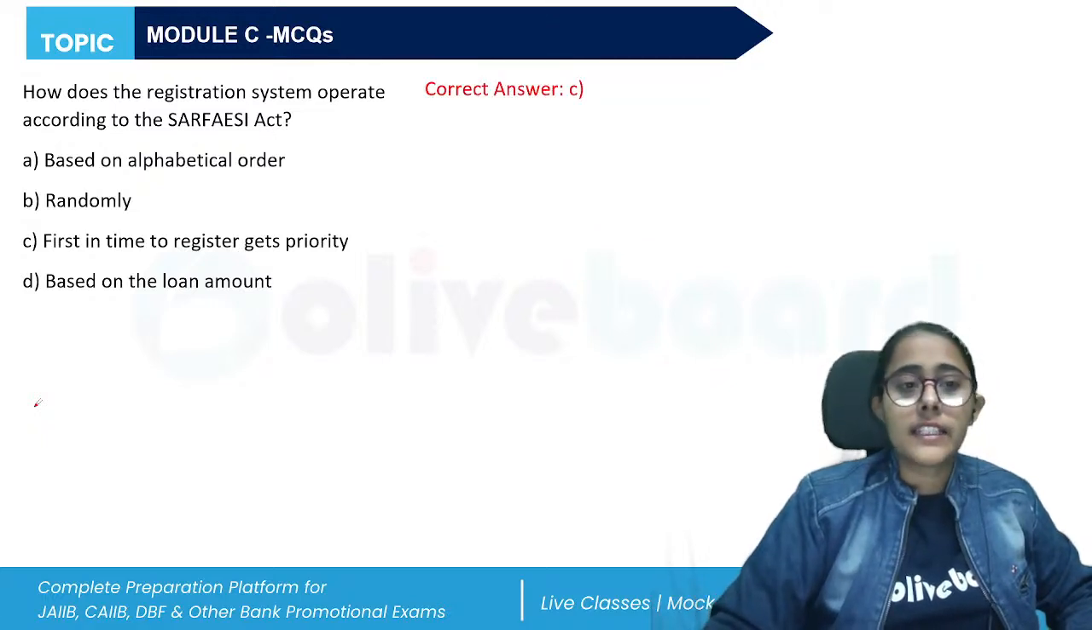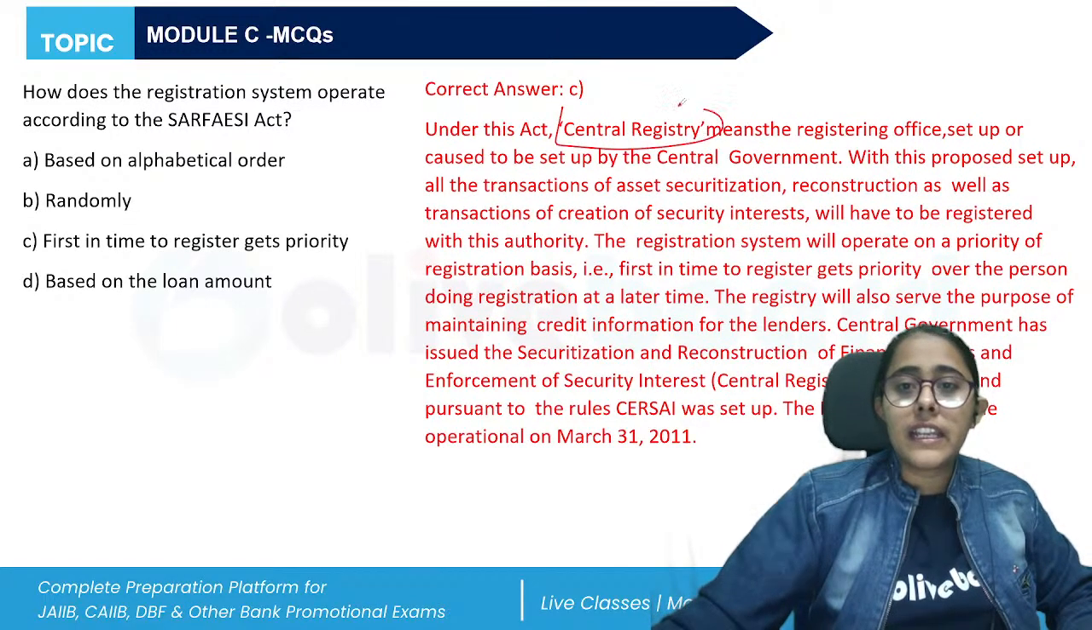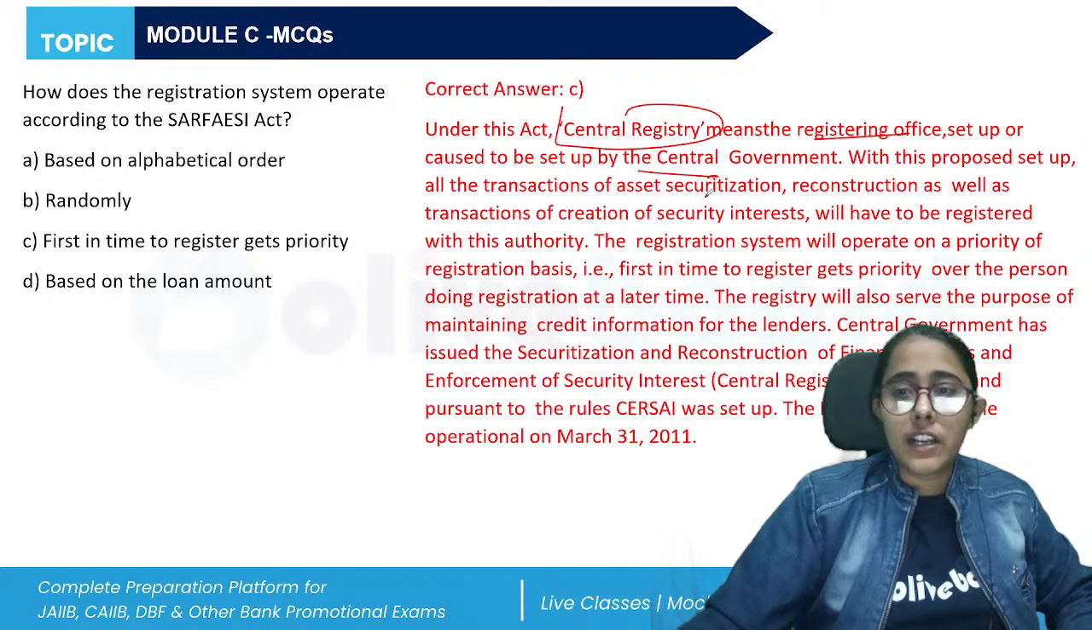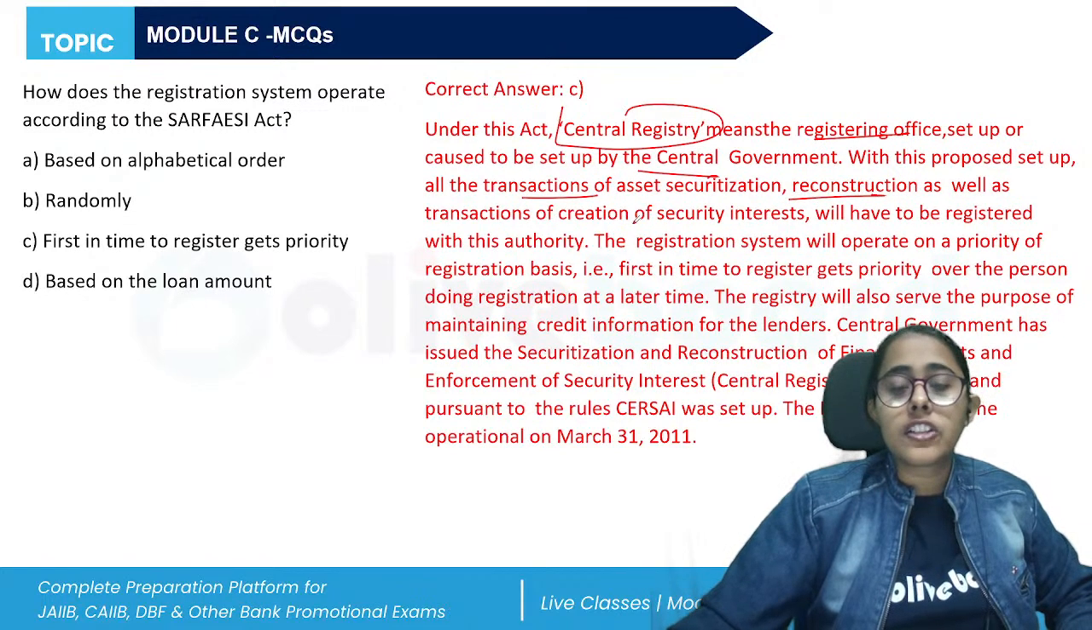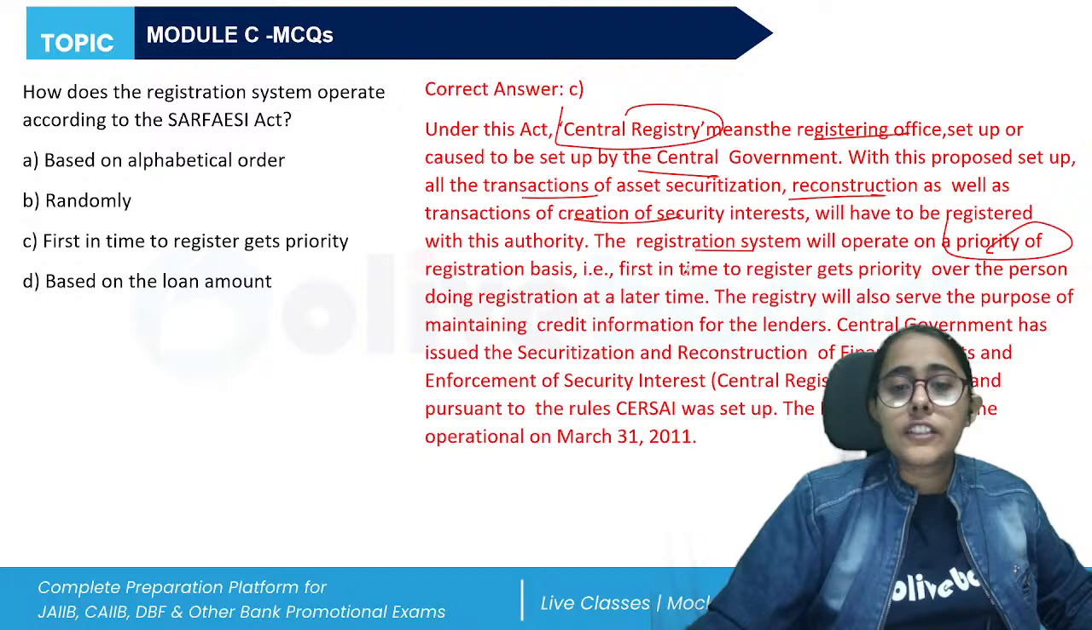The correct answer is that they are done first in time to register gets priority. So the central registry means the registering office that is set up under the central government. They're going to conduct all the transactions of asset securitization, reconstruction, creation of security interest. The registration system will operate on a priority registration basis, first come, first serve, right? So the first in time to register gets priority over the person doing registration at a later time.